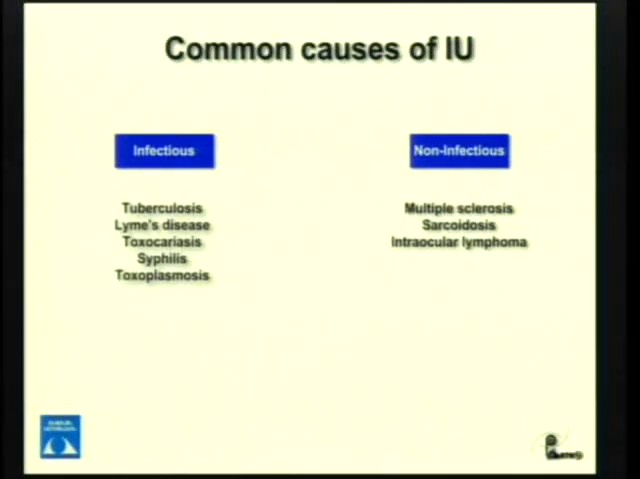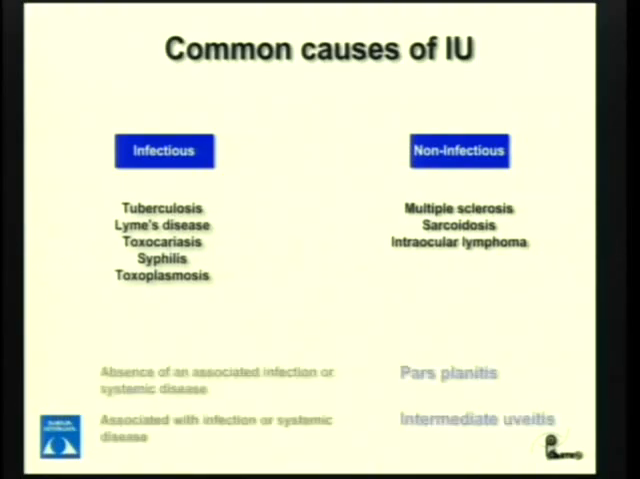Now, for the common causes of uveitis in the exam, you should enumerate these causes as infectious and non-infectious. It starts with tuberculosis, which is most common in India. Then it can be because of multiple sclerosis, sarcoidosis, intraocular lymphoma, etc. Now, the SUN classification has given a clear guideline on when to call this anatomical intermediate uveitis pars planitis. In the absence of any associated infection or systemic disease, we call it pars planitis, and if there is an associated infection or some systemic disease, then we call it intermediate uveitis.